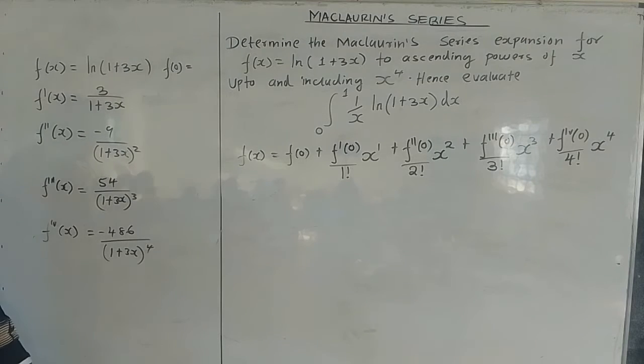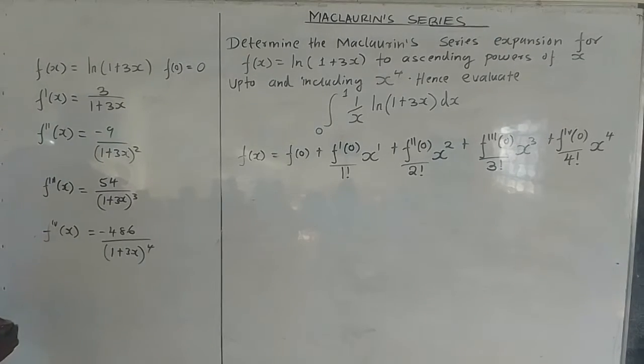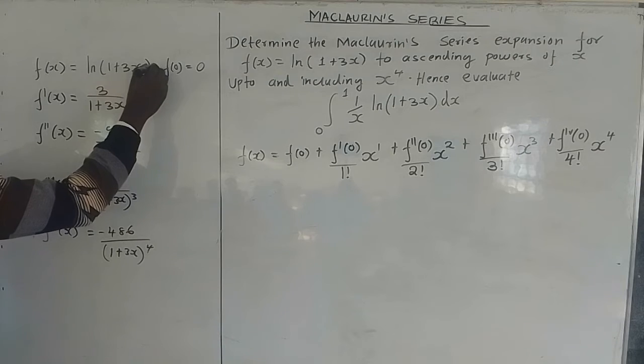What is ln of 1? The natural log. The logarithm of 1 to any base is always 0. We dealt with that in indices and logarithms. What is ln of 1? 0.